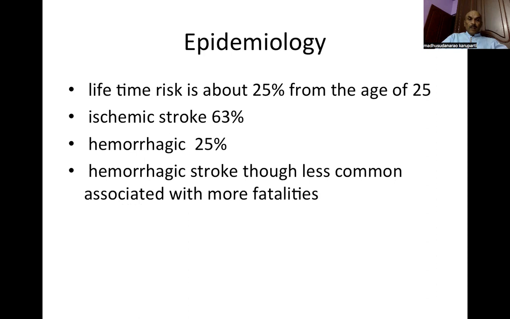Ischemic stroke accounts for 63% of the total strokes, hemorrhagic stroke for 25%. So if you look at that, the incidence of hemorrhagic stroke is rather less common compared to ischemic stroke, but hemorrhagic stroke is associated with more fatalities. Okay, there is rapid progression of the symptom toxicity leading to a high degree of mortality. You can understand this in the pathophysiology.